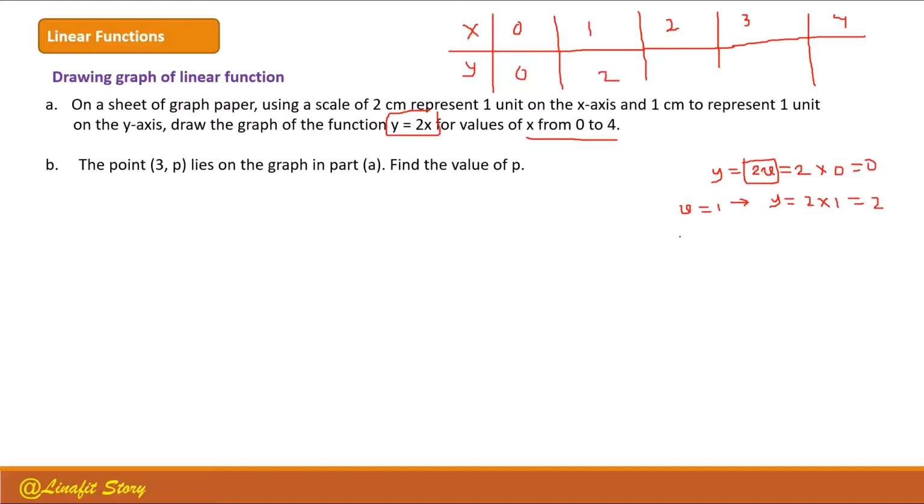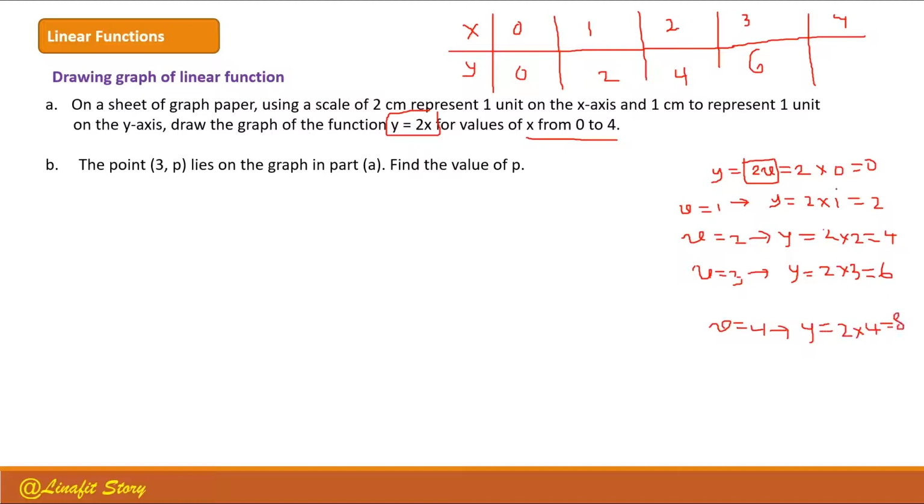When x is 2, so y is 2x. 2 times 2 is 4. When x is 3, so y is 2x. 2 times 3 is 6. When x is 4, so y is 2x. 2 times 4 is 8. So after that, we'll draw the graph.